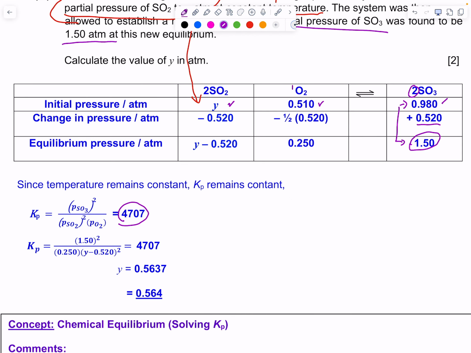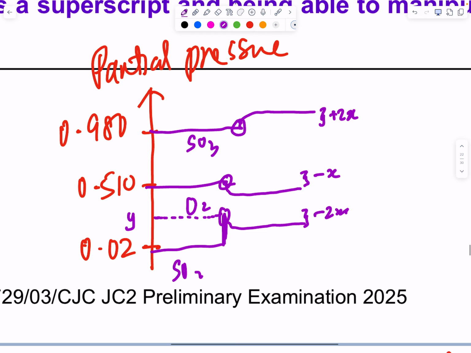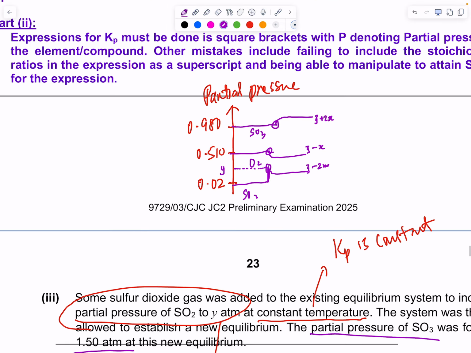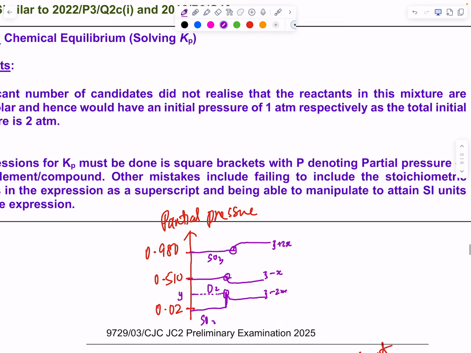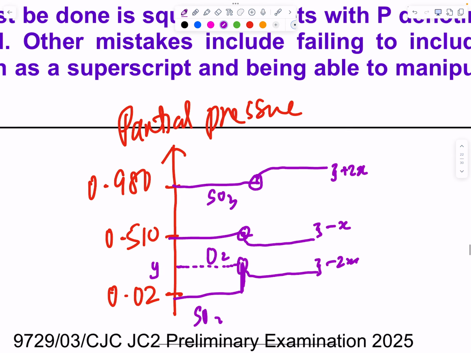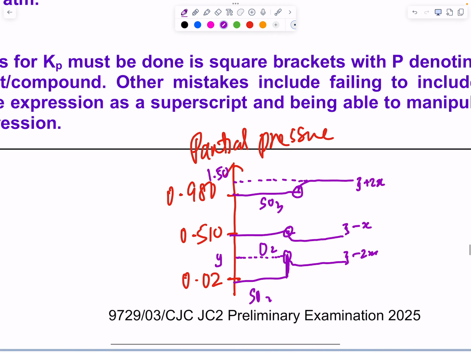Okay? So the key ingredient to do this question is, I would suggest, if you are able to draw the graph, perhaps it will allow you to see it better. Can? Okay? So just in case you are trying to find out what exactly is the value, they said sulfur trioxide went up to 1.5. So you might want to label here, this is 1.50. Okay?